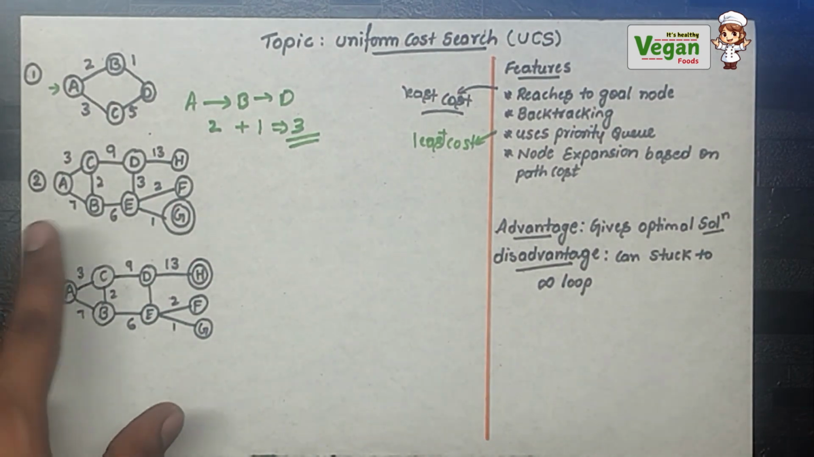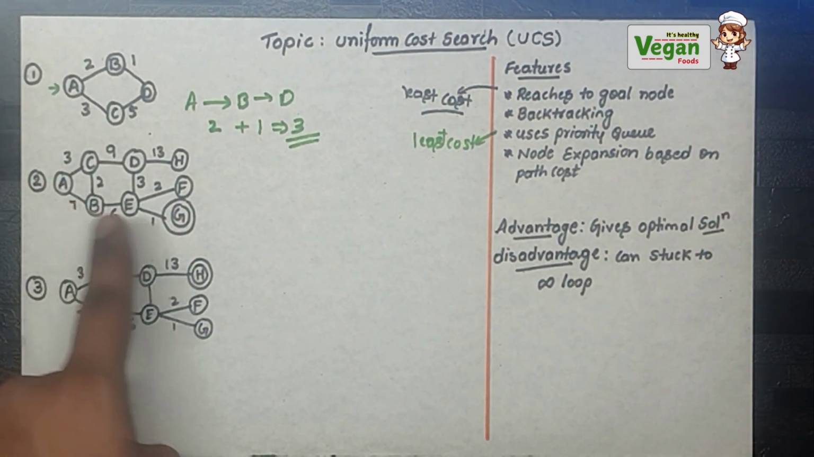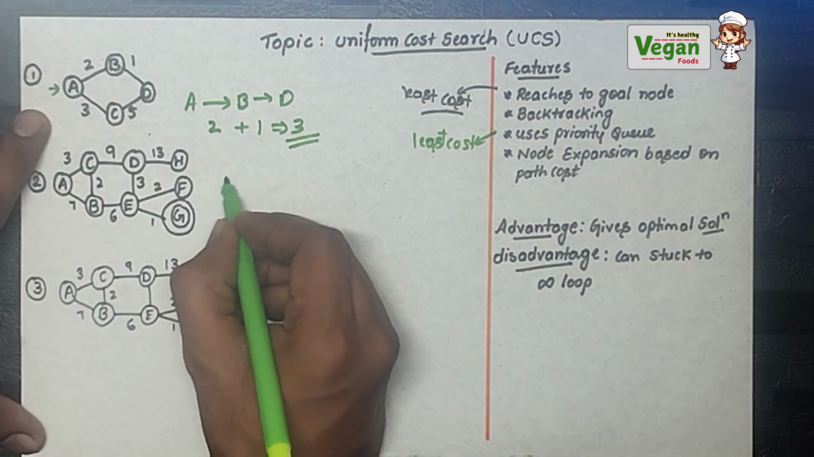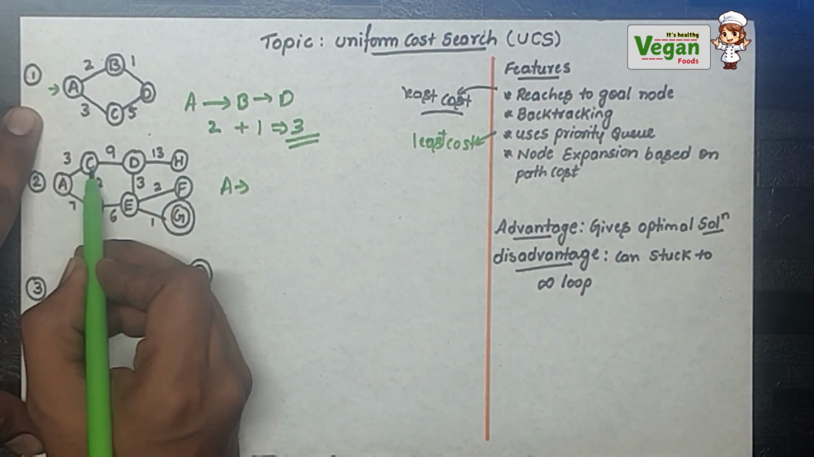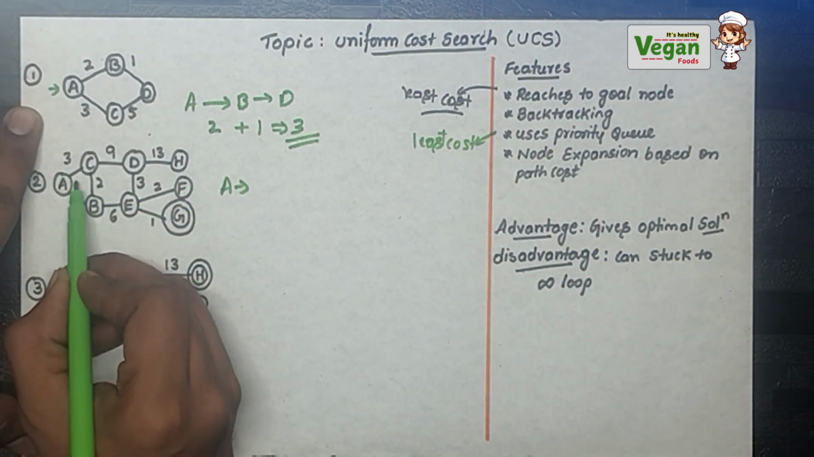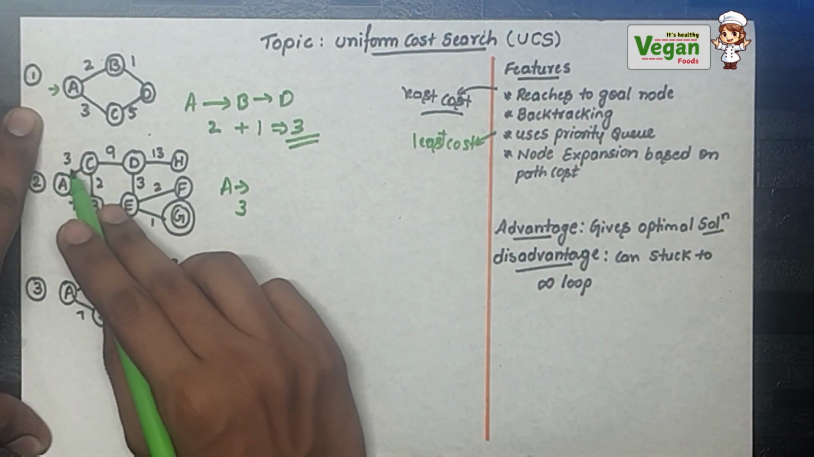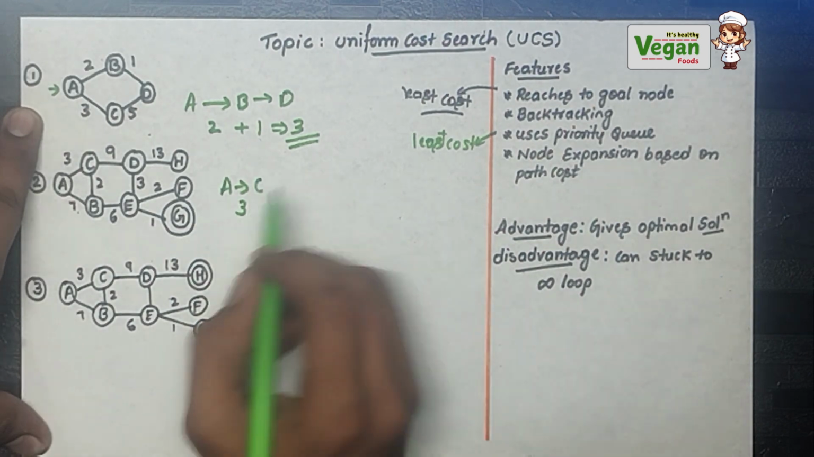Now let's go to the second question. From A I must go to the goal node G. From A I can go to C or I can go to B. From A to B it is 7. From A to C it is 3. So I will select 3 because of the least cost, and I will move from A to C.